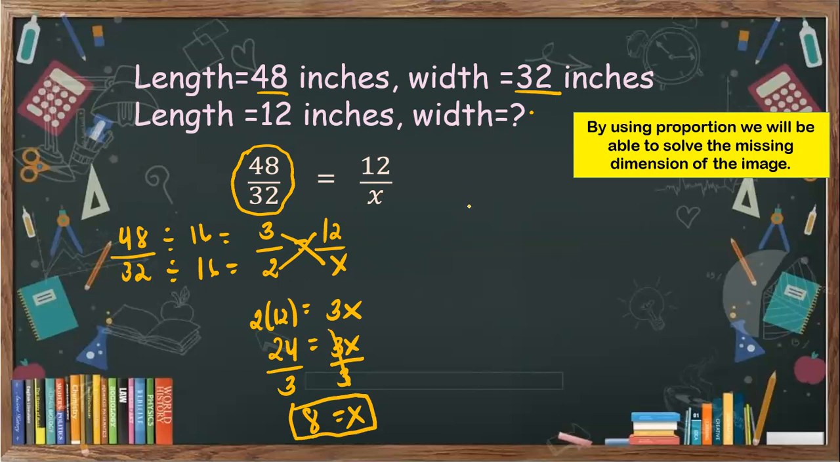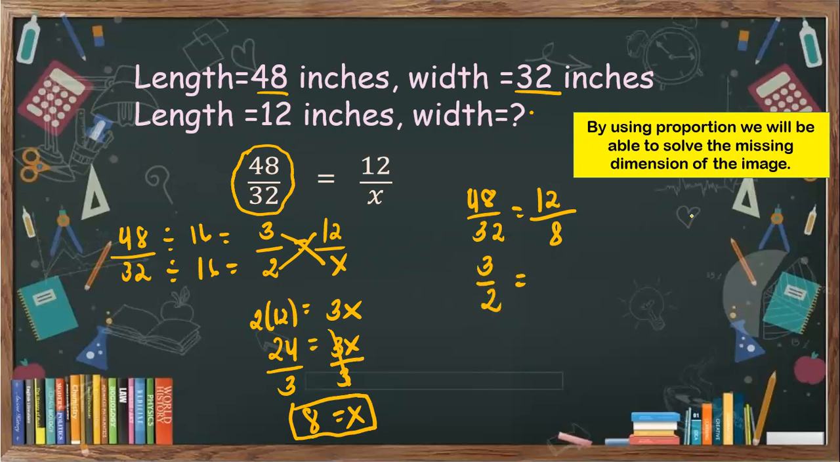Now, let's check if our answer is correct. So 48 is to 32 equals 12 is to, instead of x, let's write 8 because we already solved that. Then get the lowest term of 48 and 32, then 12 to 8, it must be the same. So we already know the lowest term of 48 is to 32 is 3 halves.